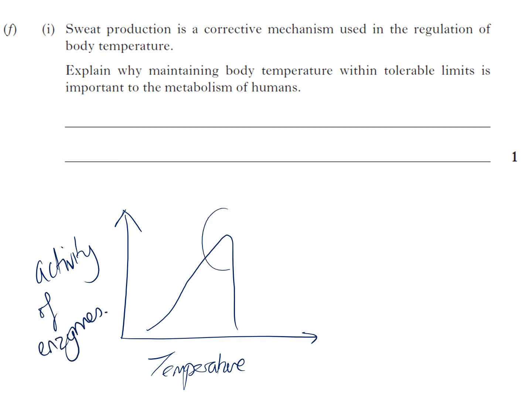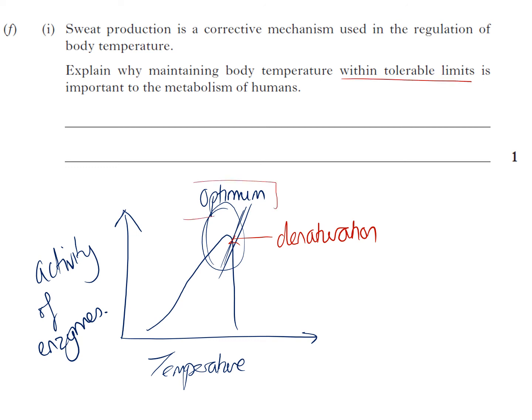We need to be within, in fact, not even this range. We want to be up in the optimum. After this point here, you should recognise that we start to have denaturation of the enzymes, and so our activity drops off. So within tolerable limits is so that we can maintain the activity of the enzymes in the optimum, avoiding denaturation if it goes too high. And we also want it within tolerable limits because at lower temperature it's just running at a much lower activity rate, which is not going to be good for cells.